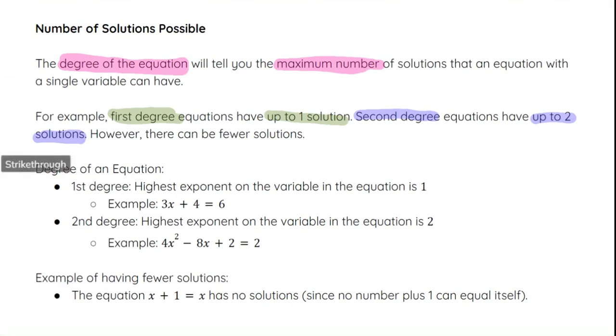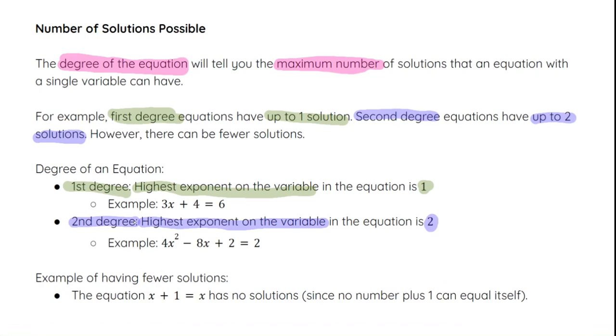So we look at the highest exponent on a variable to tell us the degree of an equation. If the highest exponent on the variable is a 1, that is the first degree. If the highest exponent on a variable, and it's important to note that it has to be on the variable, if that highest exponent on any of the variables is a 2, then it would be second degree, and so on.